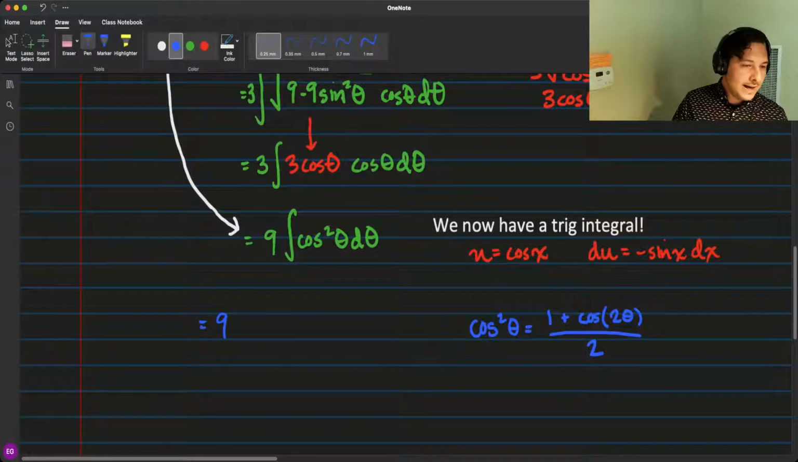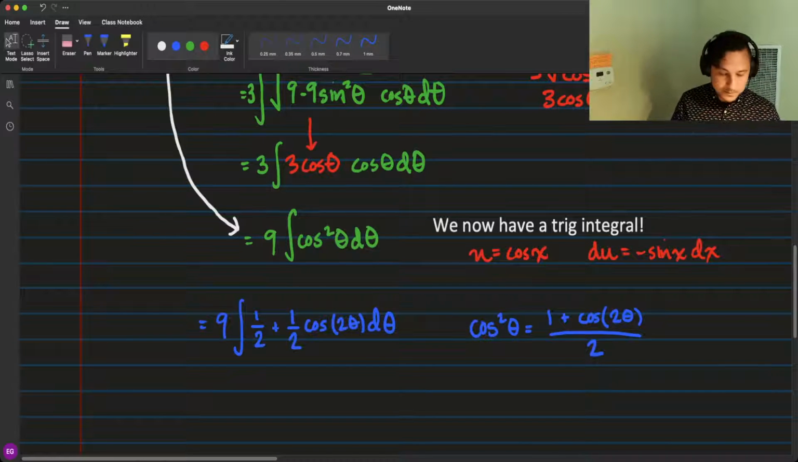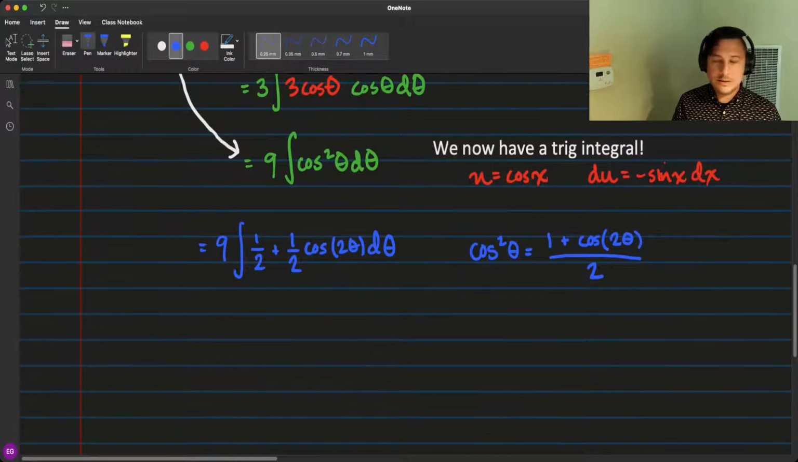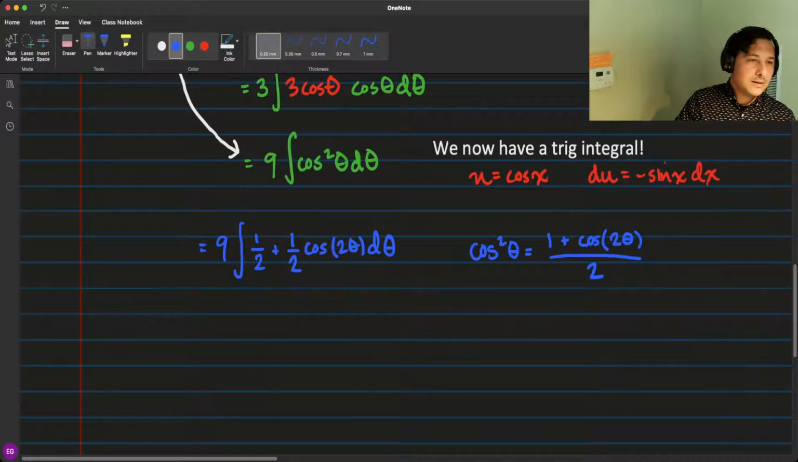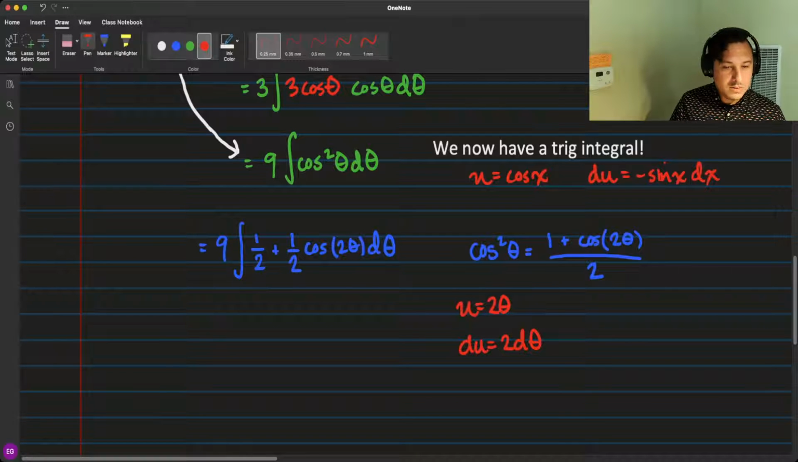So you get 9 integral of 1/2 plus 1/2 cosine 2 theta d theta. And now you can do a u substitution. Your u will be equal to 2 theta, which means your du is going to be equal to 2 d theta, which means 1/2 du equals d theta.